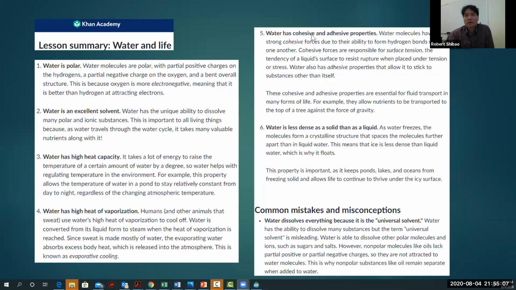Water has cohesive and adhesive properties. Cohesion and adhesion. Cohesion is water with water. Adhesion is water with like glass, you know. Water adheres to glass. And so adhesion is water and something else. Cohesion is between the same. Water is less dense as a solid. So ice floats.